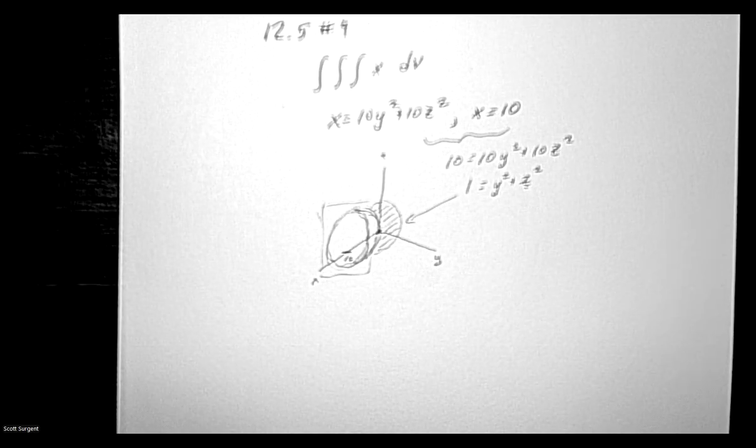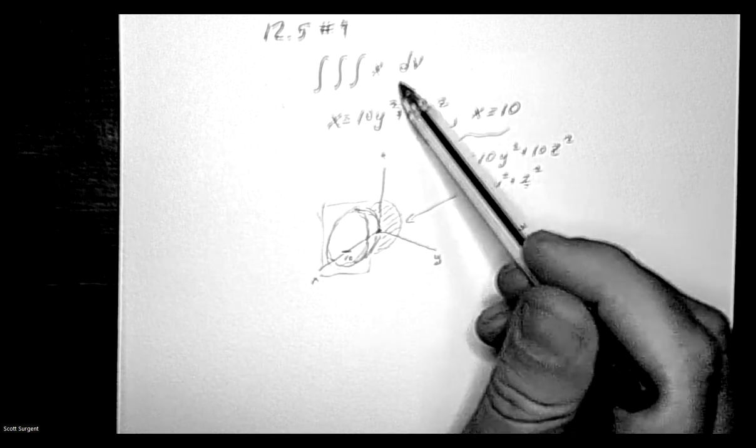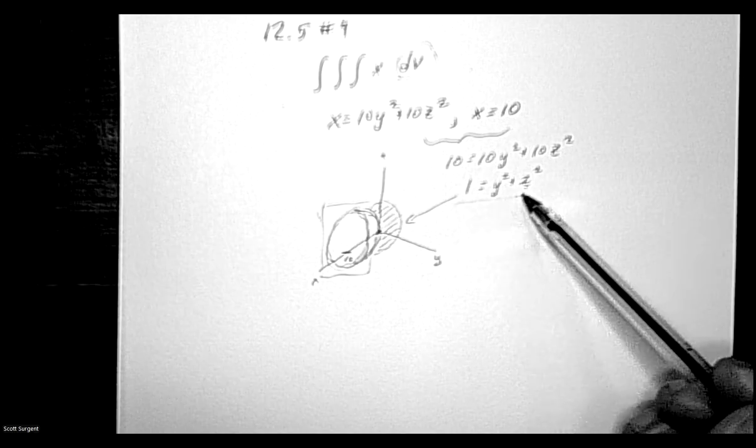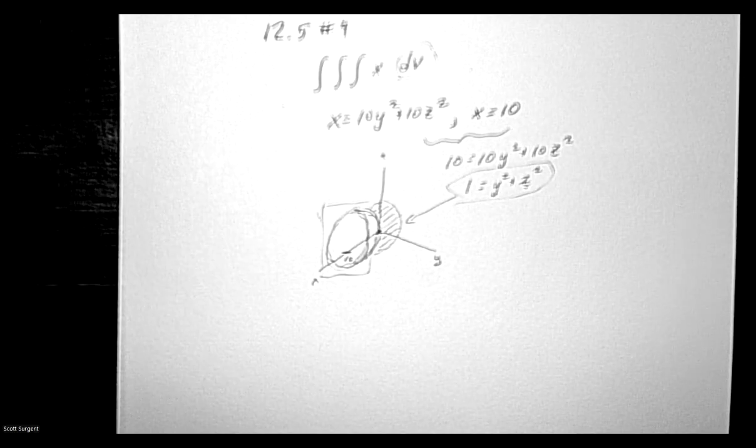So my question to you is, you have this dV right here, but you'll notice that your Y and Z variables make a circle. That should be a big hint. What do we want to do with the Y and Z bounds? Well, the Y and Z bounds create a circle, and that's a big hint in terms of how you set this integral up.